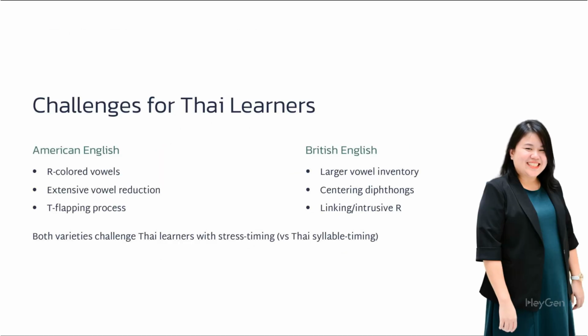For Thai learners specifically, both varieties present systematic challenges. The transition from syllable-timed to stress-timed rhythm affects both varieties. American English challenges include mastering R-colored vowels and T-flapping. British English presents difficulties with the larger vowel inventory, centering diphthongs, and linking phenomena.